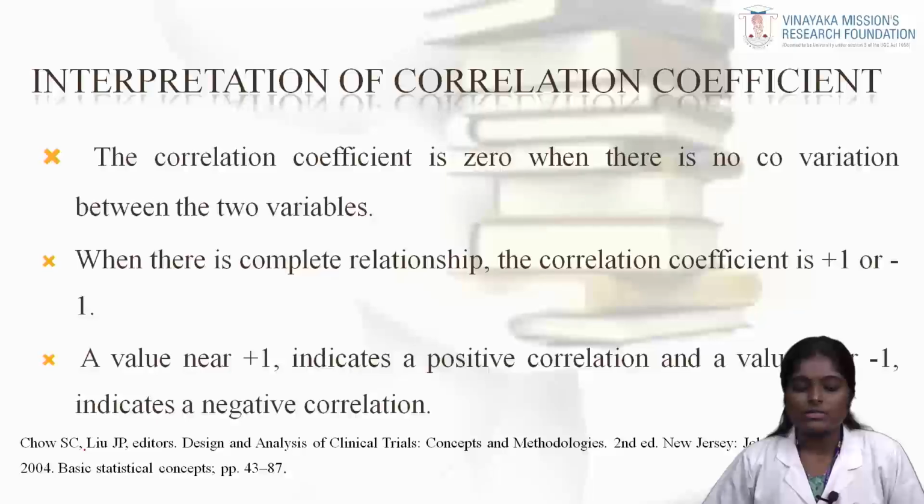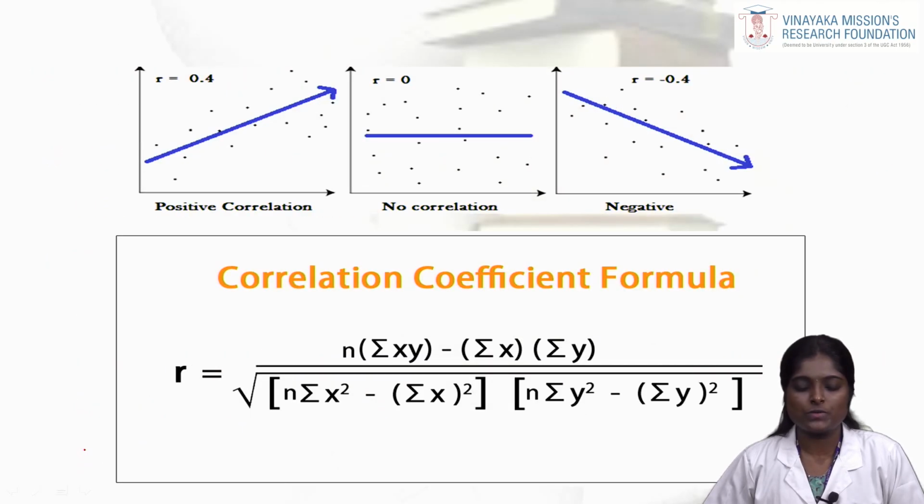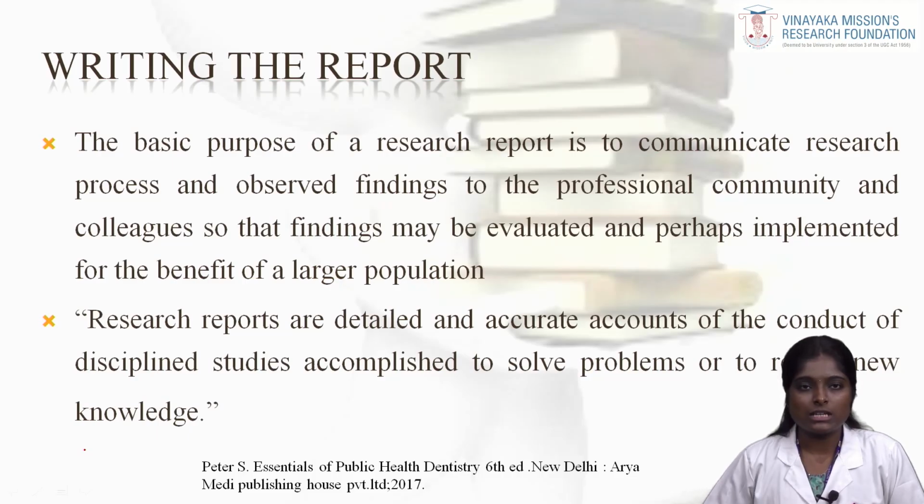This interpretation I have mentioned: the correlation coefficient is 0 when there is no covariation. When there is a complete relationship, the coefficient will be -1 or +1. This is a graphical representation of the correlation coefficient. So we found some results from our analysis. Now we have to write the report.